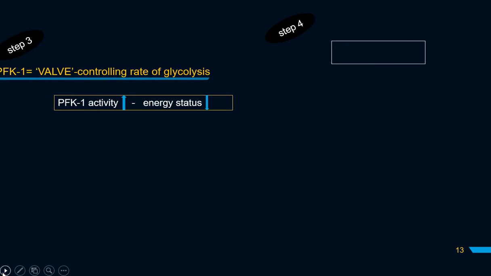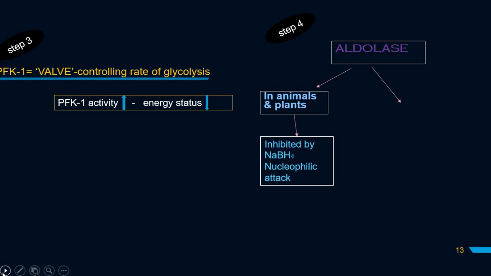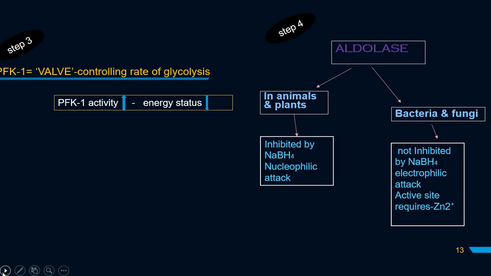In step 4, the enzyme used is aldolase. Aldolase is of two types. In animals and plants, they get inhibited by sodium borohydride and it goes for nucleophilic attack. In bacteria and fungi, they are not inhibited by sodium borohydride, and the active site of the enzyme requires an active ion, zinc ion, to get activated.